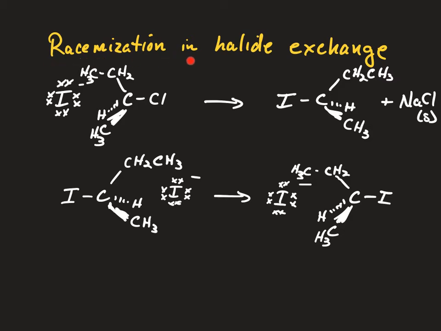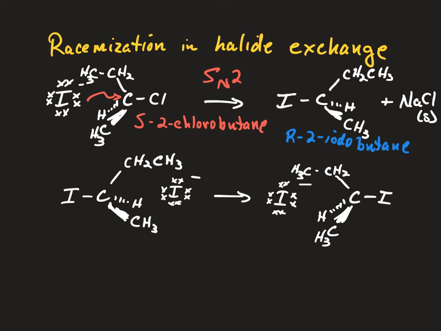Even though this is an SN2 reaction, in halide exchange, we often get racemization if we start with a chiral alkyl halide from the beginning, right? So this is S-2-chlorobutane, right? And so our iodide ion attacks as a nucleophile. And we would expect, right, since it is an SN2 reaction, a classic inversion of configuration to the R-2-iodobutane.